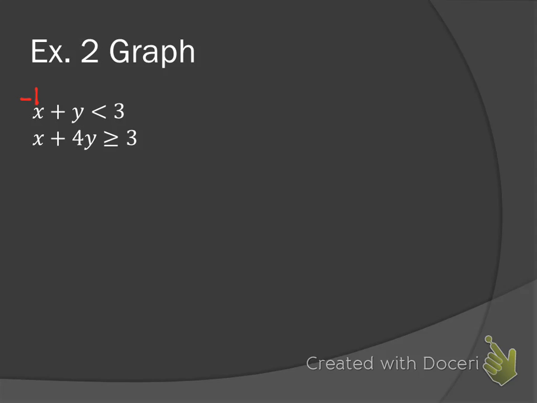So I subtract 1x on both sides, and I'm going to get y is less than negative 1x plus 3. And then on the other side, I'm going to subtract 1x again on this side over here, and I'm going to get 4y is greater than or equal to negative 1x plus 3.